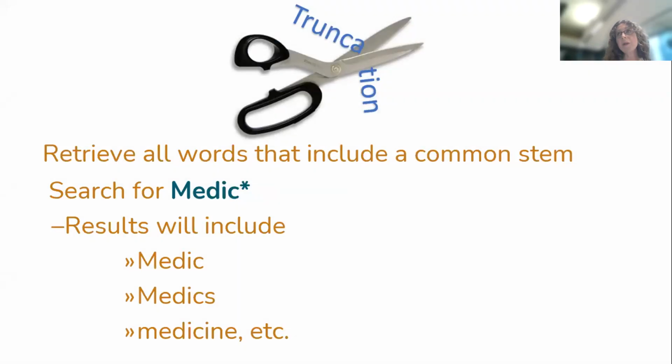You can also use truncation, which I mentioned earlier, which is where you find the common stem of a word and any endings that you could get. So medic, with, in this case, an asterisk there, and we'll get you medics, medicine. So the symbol that's used can change from database to database. So it's important that you check the database to see what symbol is used.